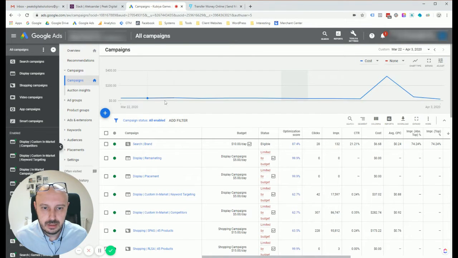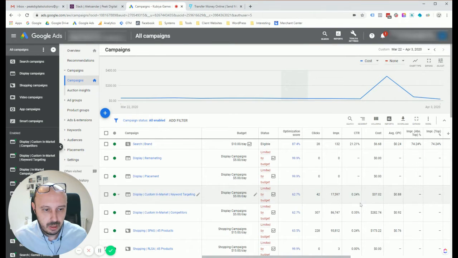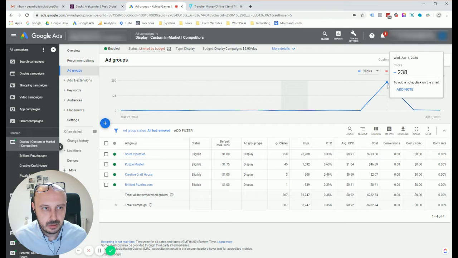This is a client that has a pretty limited daily budget of something like $30. And if you see, in one day they spent over $300. So if we find the campaign that overspent that day, it spent $282. Let's select that campaign and see how much it spent that day.